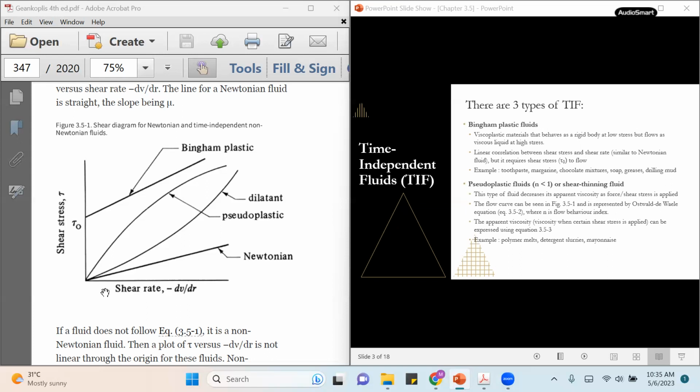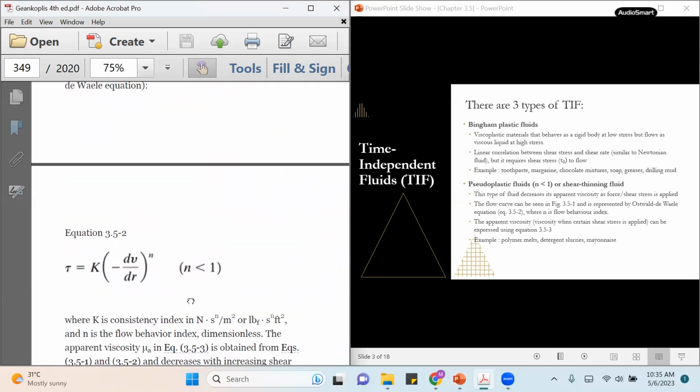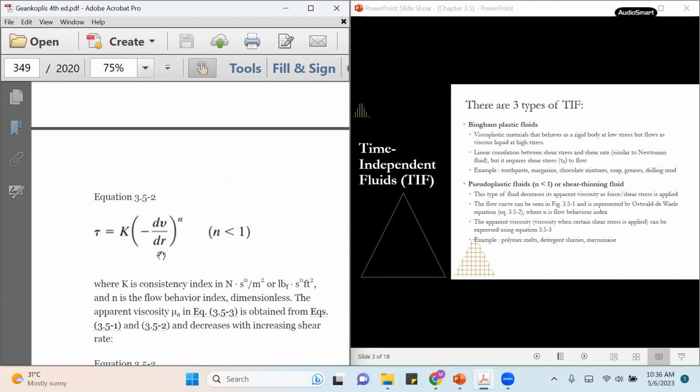Now the flow curve can be seen here. This is pseudoplastic, and it can also be represented by this equation. The correlation between the shear rate and the shear stress can be correlated using this equation too, with n less than 1. Now n is the flow behavior index.